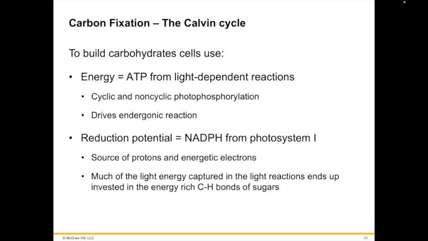So, the light-dependent reactions of the thylakoids provide, for one, energy: ATP provided by cyclic and non-cyclic photophosphorylation drives the endergonic reactions. And secondly, reduction potential: NADPH provided by photosystem 1 provides a source of protons and the energetic electrons needed to bind them to the carbon atoms. Much of the light energy captured in photosynthesis ends up invested in the energy-rich carbon-hydrogen bonds of sugars.